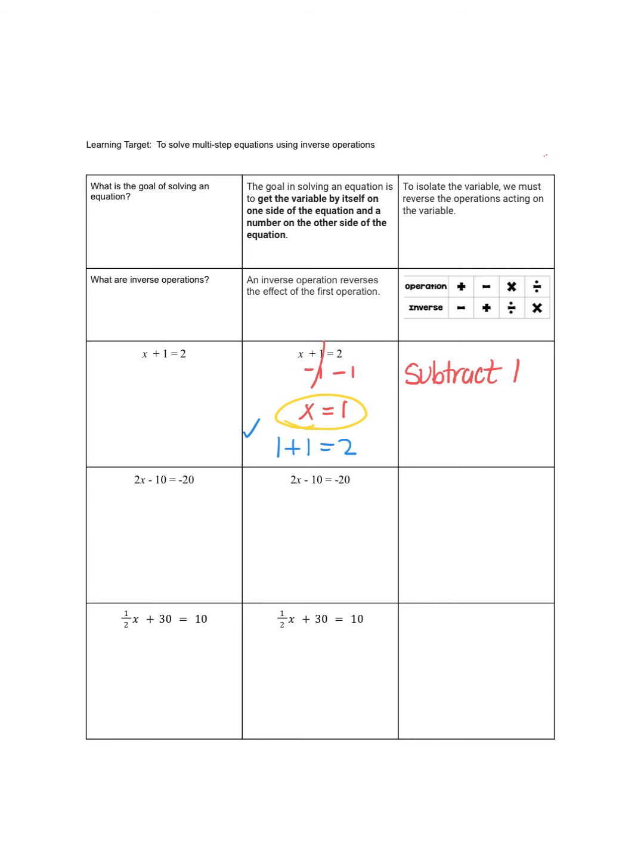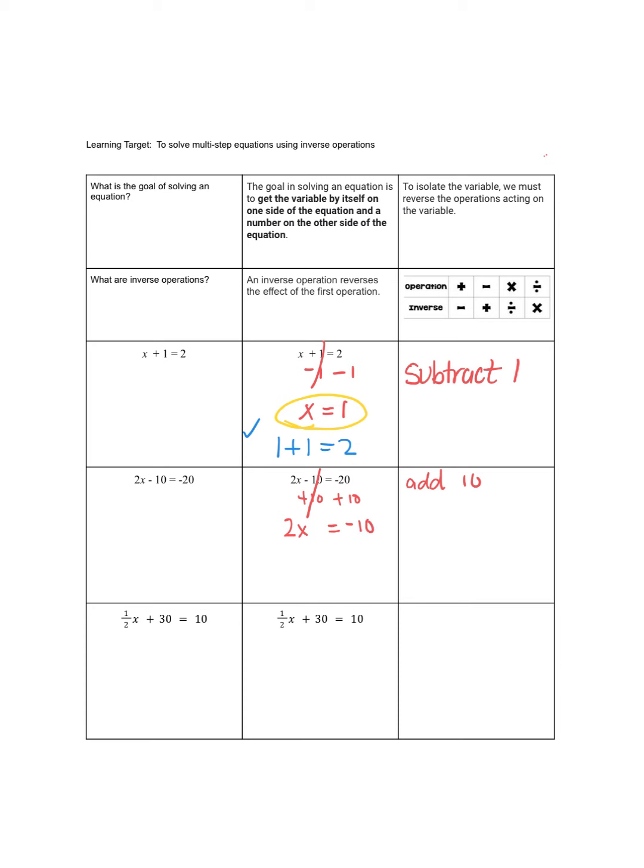On the next one, I see 2x minus 10 equals negative 20. So I'm going to start with that negative 10. And so since I see subtract 10, I'm going to work with the inverse and I'm going to add 10. That will cancel out the negative 10 and the positive 10, leaving me with 2x. And then negative 20 plus 10 will give me a negative 10.